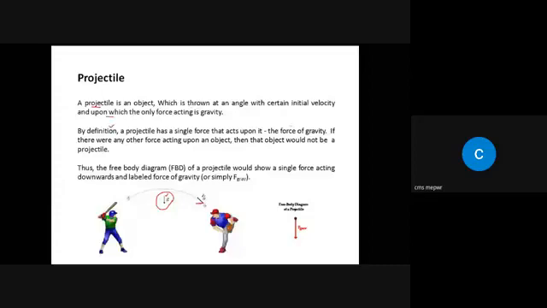If there were any other force acting upon an object, then that object would not be a projectile. So the simplification that we have is that there is only one force acting on this motion, that is due to gravity. Thus the free body diagram of a projectile would show a single force acting downward and labeled as force of gravity, or simply F gravity, which is this one. The force of gravity is basically downward, right?